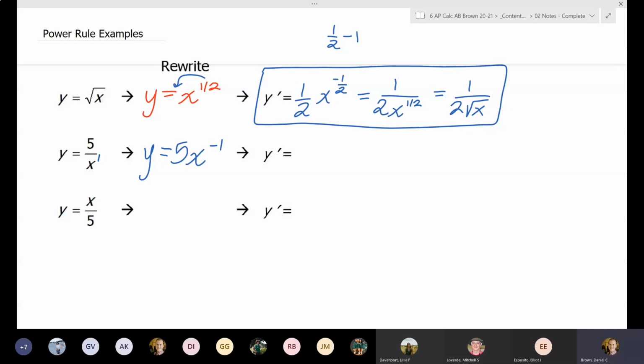So the exponent comes down in front. So I have -1. That 5 is a coefficient, so it came across. Make sure you always subtract by 1 for your new exponent. -1 minus 1 is -2. That is a correct answer. Of course, you can also simplify this several different ways: -5x to the -2, or negative 5 over x squared. All three of those answers are, of course, the same.